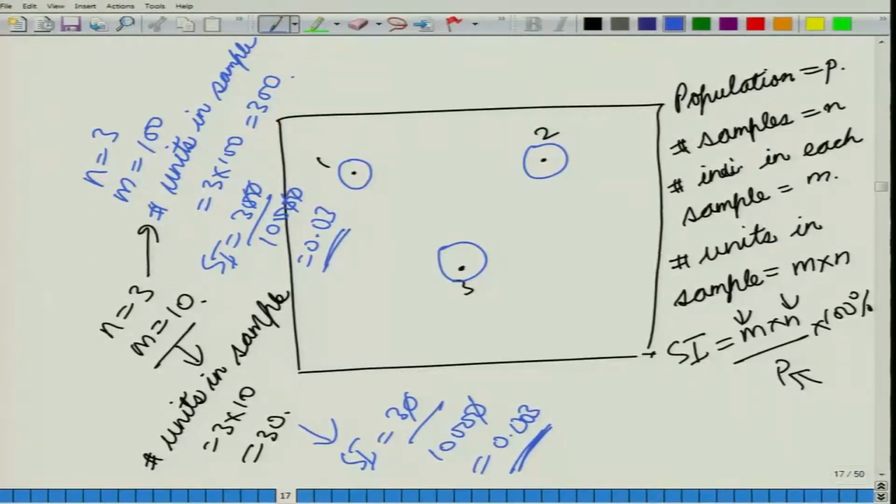So, essentially our sampling intensity could be varied by increasing the number of individuals in each sample or by increasing the number of samples that we have taken. So, that is about the sampling intensity. Now, how does sampling intensity matter to us? Because suppose our sampling intensity was 100%. So, we are measuring each and every unit in the population. So, in that case our sampling will become equivalent to a census. So, for a 100% sampling intensity it is a census.